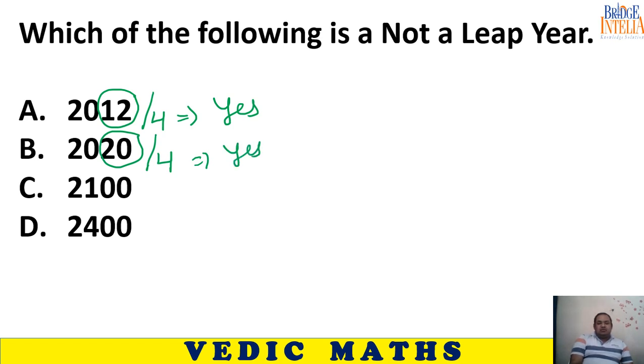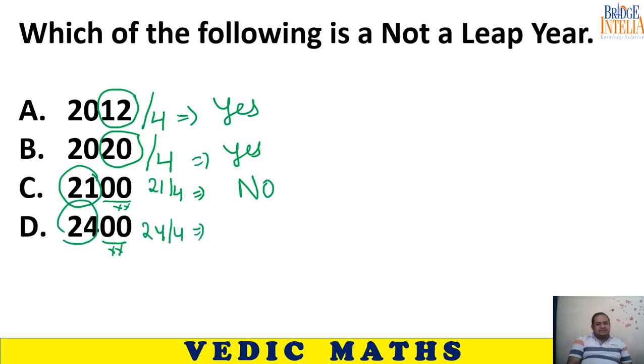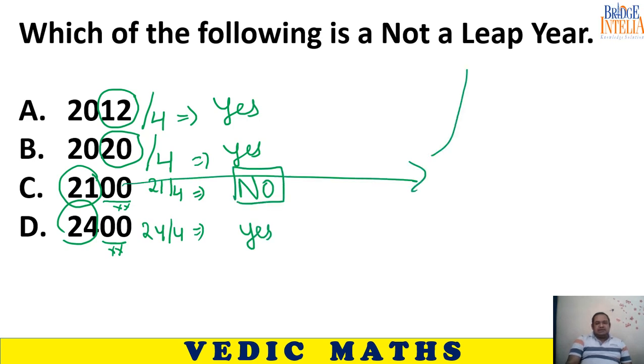1200, 2100. I cannot pick 00, so I have to check 21. Is 21 divisible by 4 or not? The answer is no. Now 2400. I cannot choose 00, so I will pick 24. Is 24 divisible by 4? The answer is yes. So no means not a leap year. So 2100 AD is not a leap year.